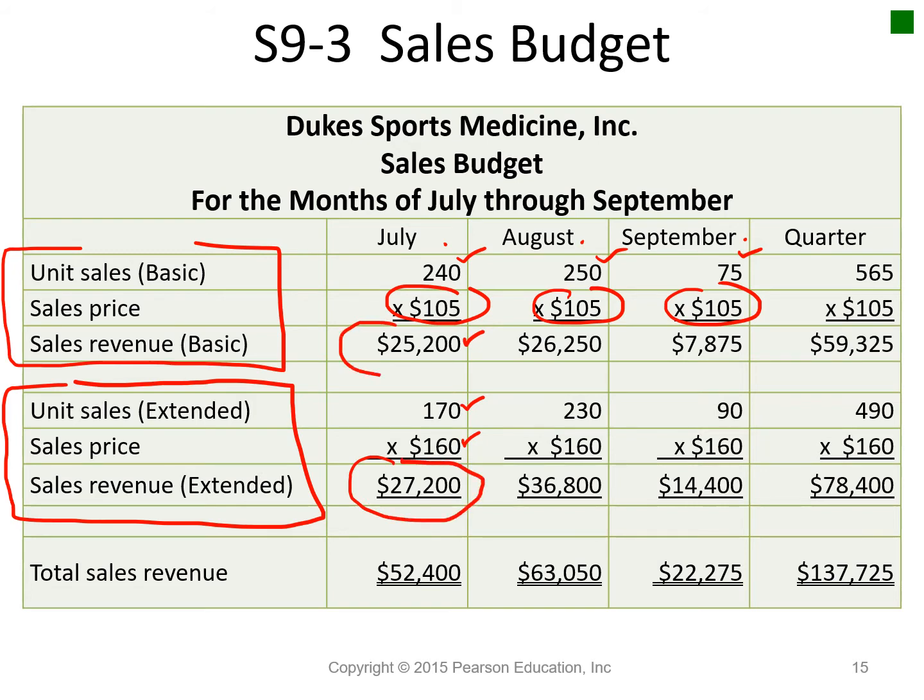So what you do for July is simply add the $25,200 plus the $27,200, and that would give you the total sales revenue projection for the month of July. And you can do that for each of these months. And then you'll notice they also summarized it for the quarter.